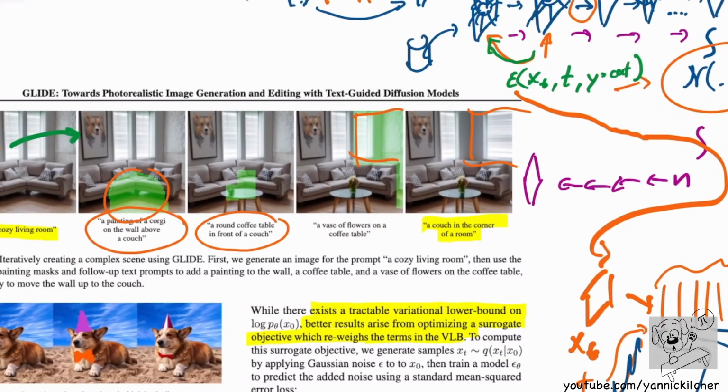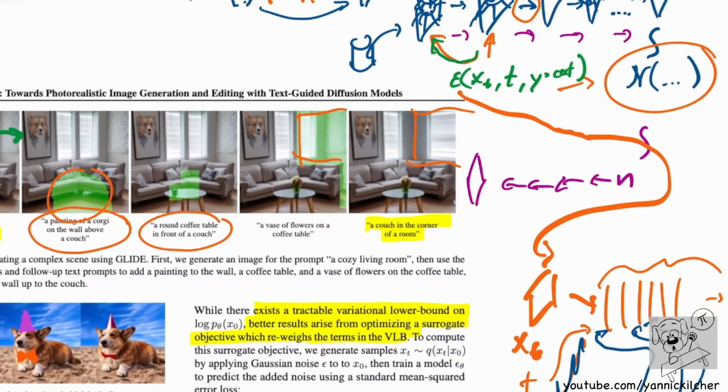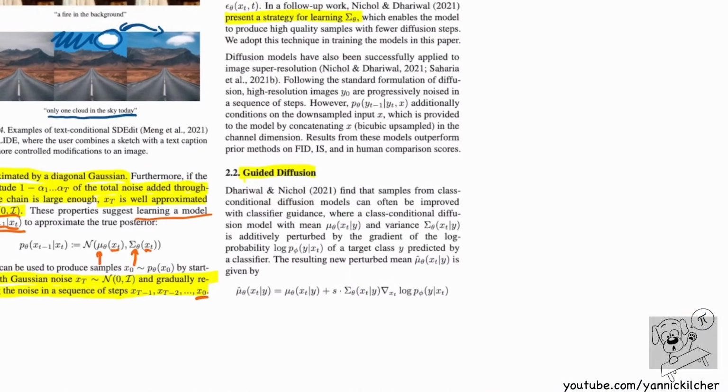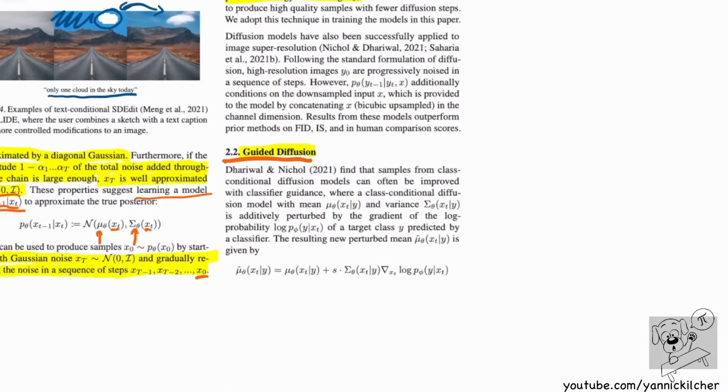So class conditional models are working fine. However, it's better if you do what's called guided diffusion. So in guided diffusion, we not only want to make our models class conditional, but we want to guide them even more. We want to push them into a direction. And this is called guided diffusion.